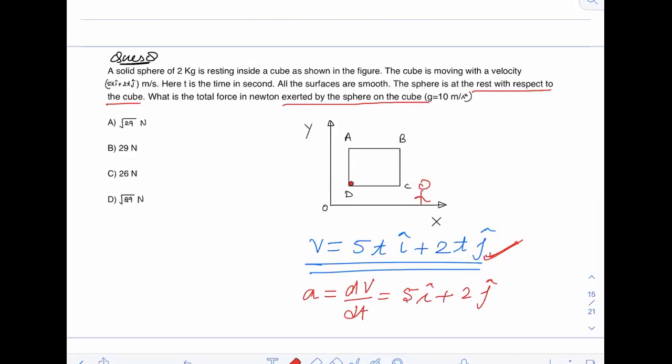Now, in this case, the acceleration of the sphere, I got one answer, 2 root 89. It is wrong answer.